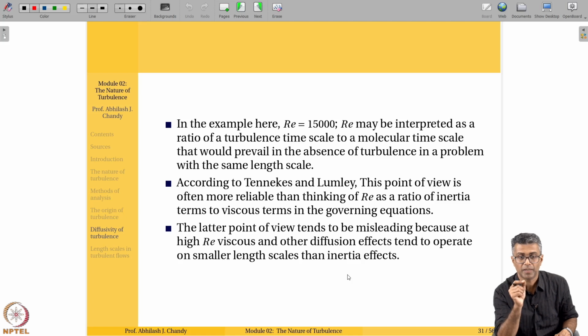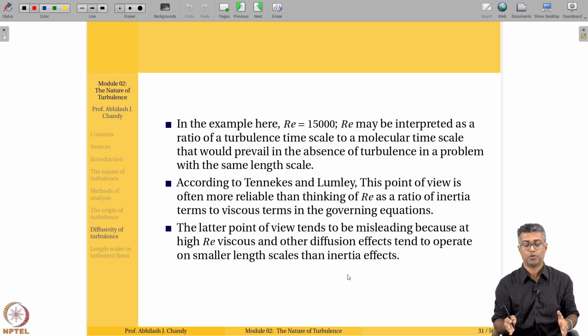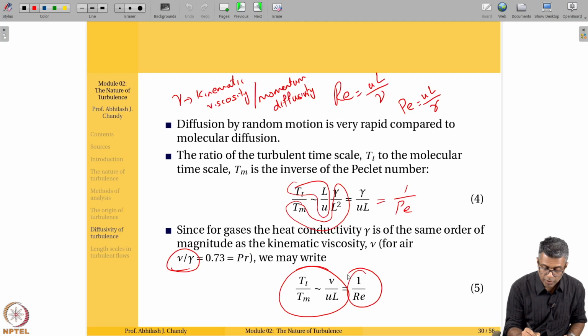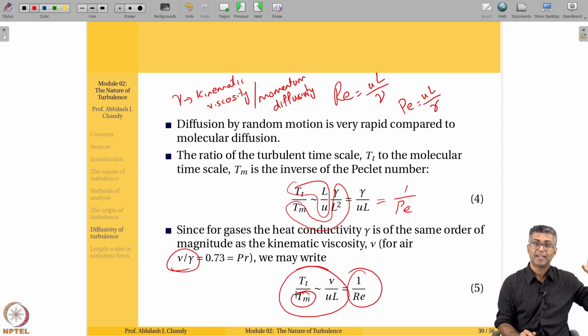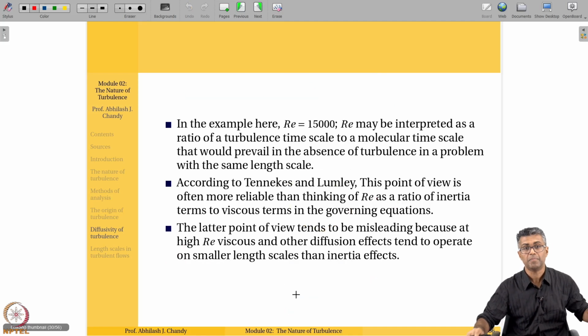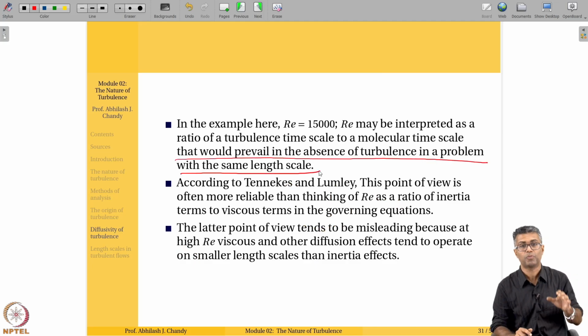The Reynolds number may be interpreted as the ratio of the turbulent timescale to the molecular timescale. Which molecular timescale? The molecular timescale that would prevail in the absence of turbulence. Because if I look at this Tm, this molecular timescale came from the case study, right? The case study when we considered no airflow, only molecular diffusion. That is what I mean by that would prevail in the absence of turbulence in a problem with the same length scale.